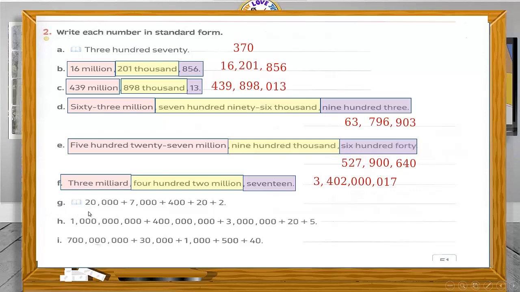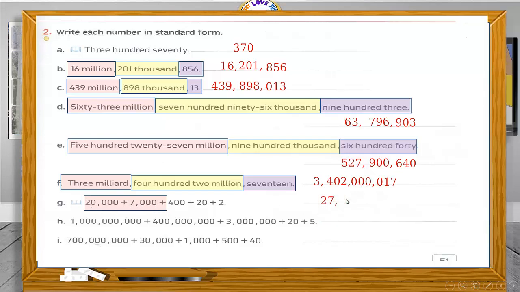Next one, 20,000 plus 7,000 plus 422. Focus well. You can write a number in standard form from expanded form. You should search for any thousands to make a period. Okay, here we have 20,000 and here we have 7,000. They are together inside one period.